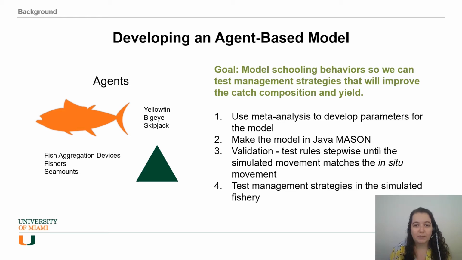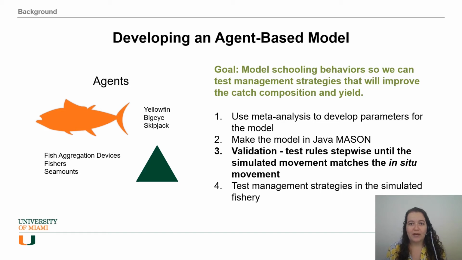To build the model, I will be using meta-analysis and looking through the literature for important parameters such as speed or environmental preferences. Once I have collected that information, I will be making the model in Java MASON. Once I have a model running, I will need to validate it, and that means I will take a snapshot of reality and compare it to my simulated fishery. Once the validation has occurred, I can then test management strategies in the simulated fishery.